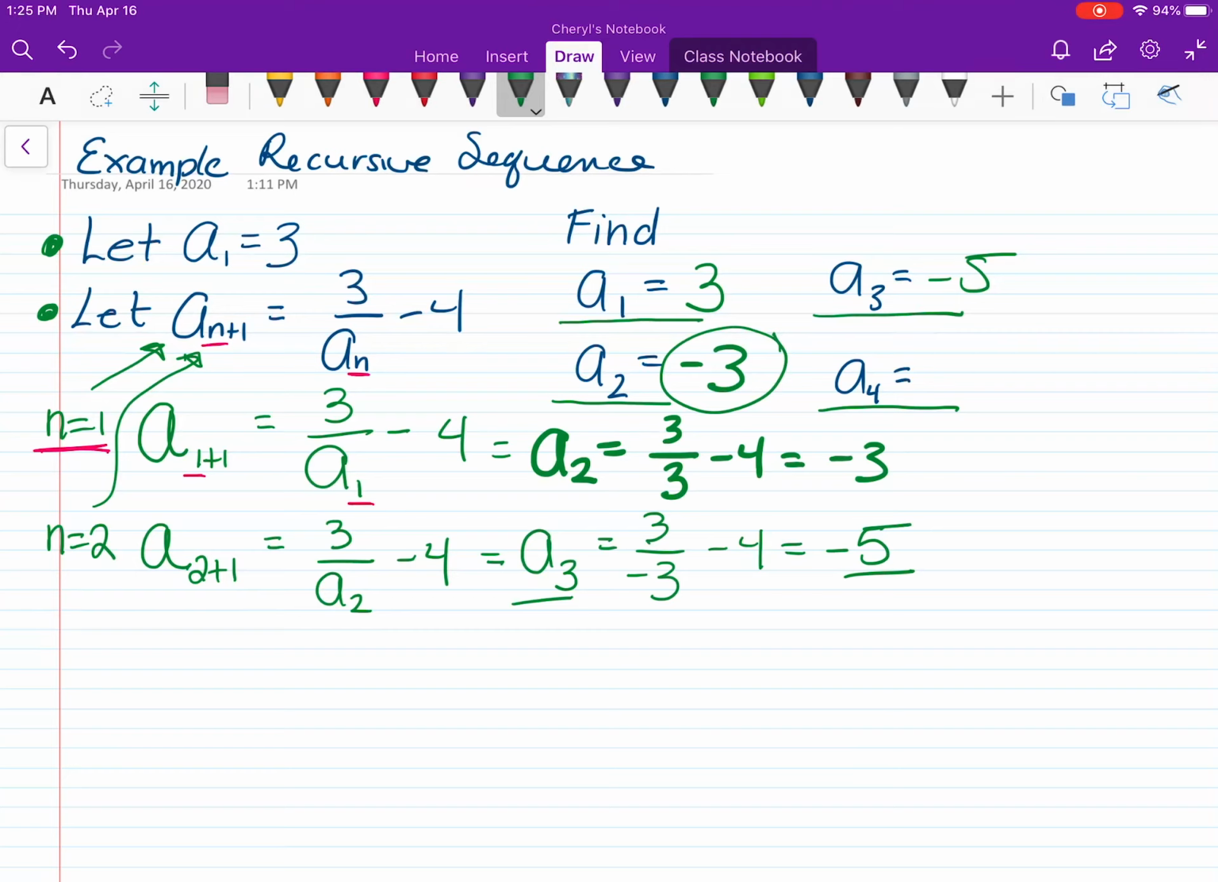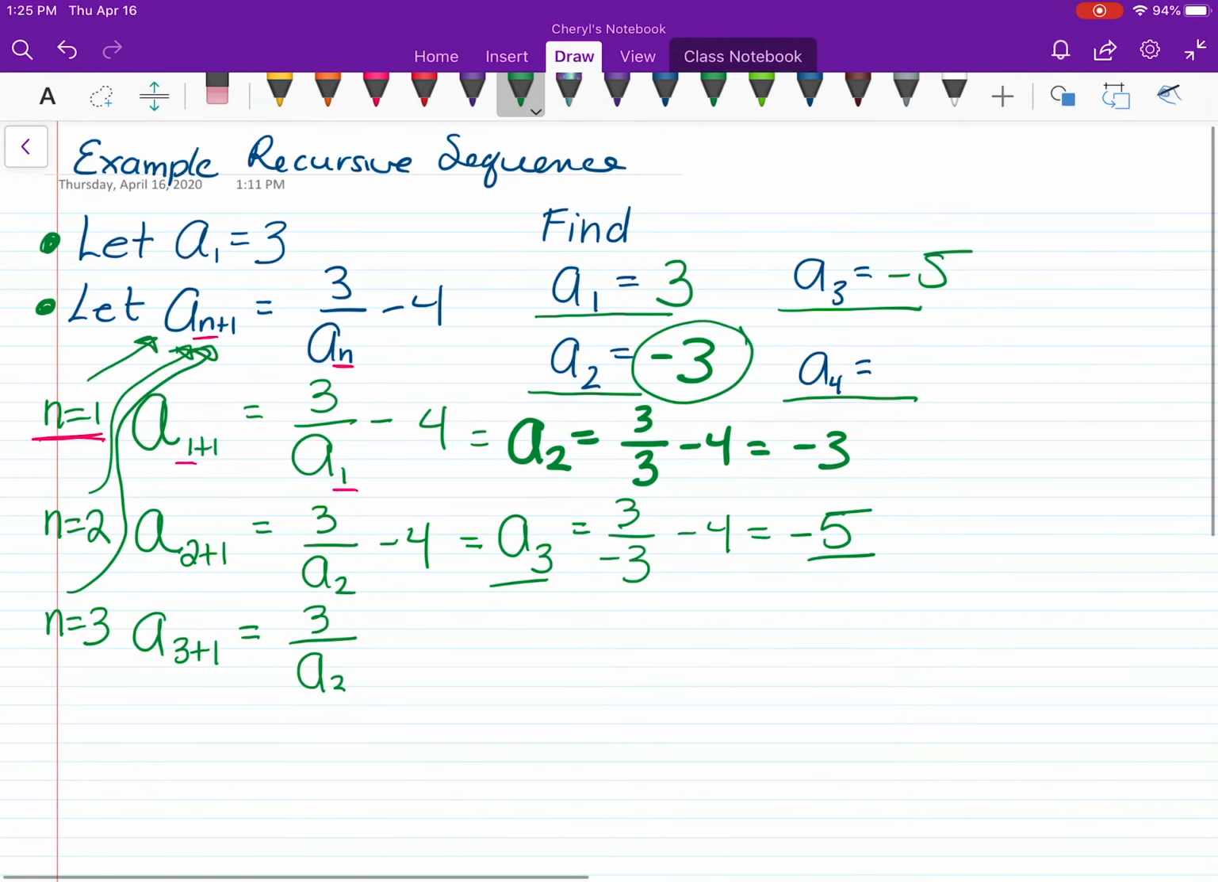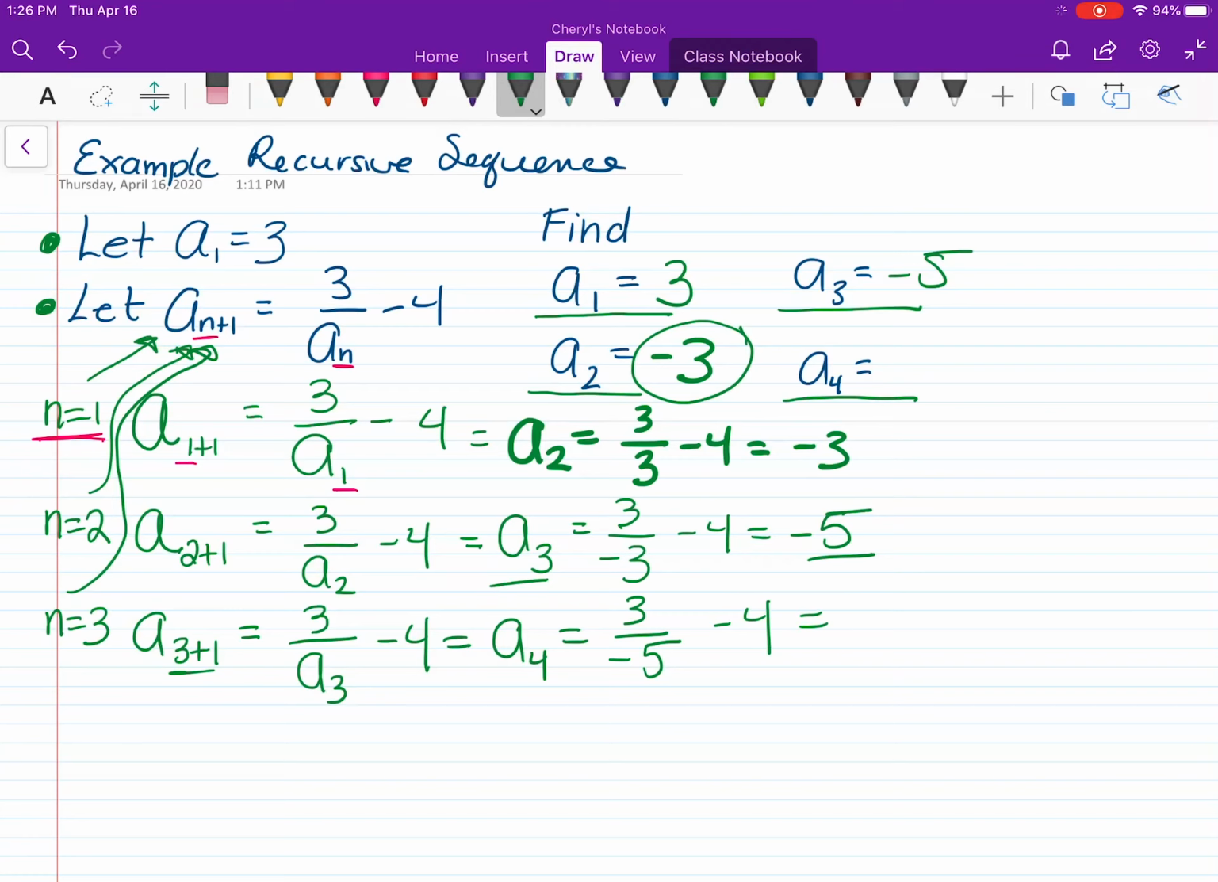Now I'm going to go on to the next one. N is equal to 3. So everywhere in this formula up here where I see n, I'm going to plug in 3. So I have A of 3 plus 1 is equal to 3 over A3 minus 4. Well, 3 plus 1 is 4, so that's the fourth term. And I take 3 over A3 we just found in the previous term. A3 we said was negative 5. And I'm going to subtract 4.